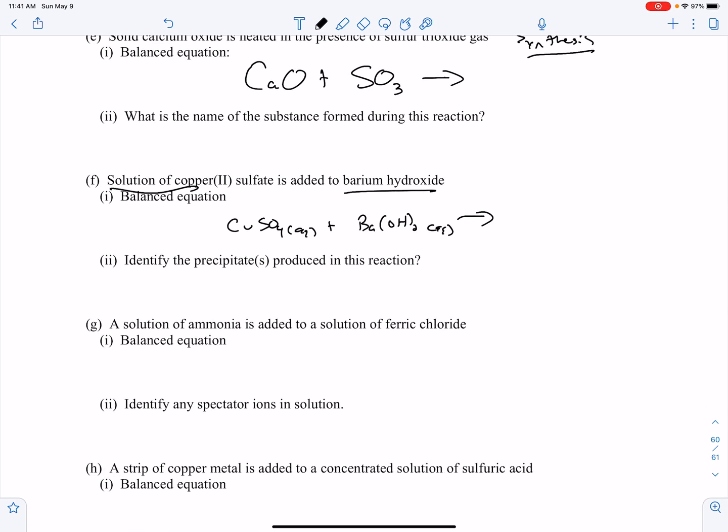Letter G here, a solution of ammonia is added to ferric chloride solution. This is always a tricky one because a solution of ammonia actually reacts like this. Oops, I got that wrong. Sorry about that. It's ammonia in water, so you get... It actually reacts as ammonium hydroxide, and that reacts with ferric chloride, which is obviously aqueous.